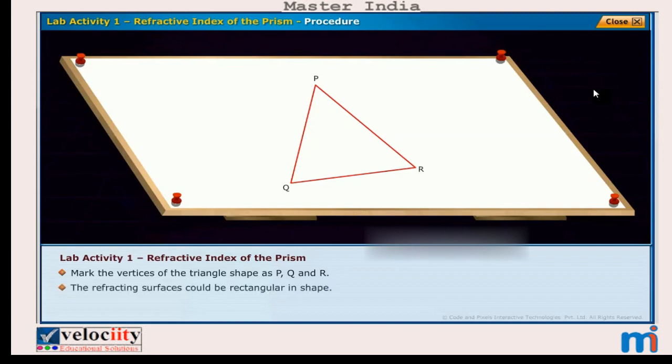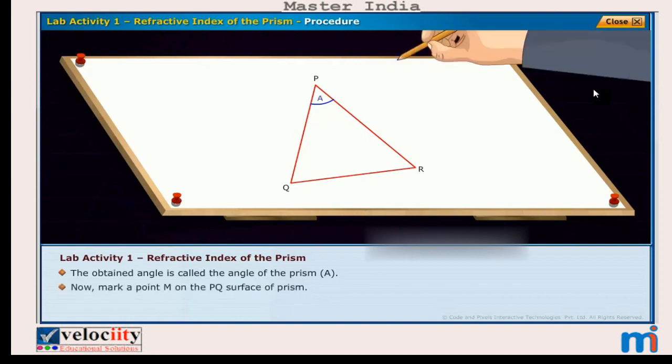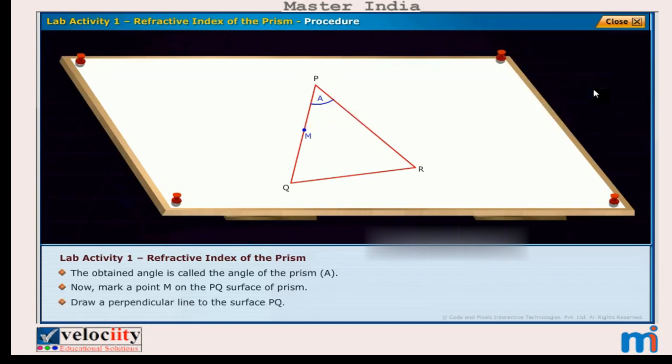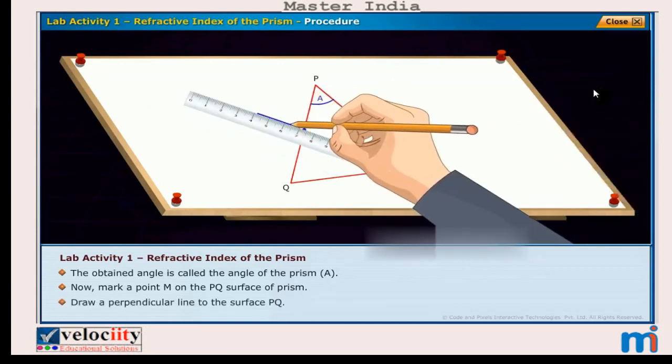The refracting surfaces could be rectangular in shape. Measure the angle between PR and PQ. The obtained angle is called the angle of the prism A. Now, mark a point M on the PQ surface of prism. Draw a perpendicular line to the surface PQ.